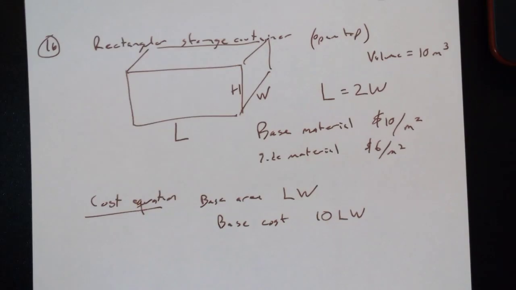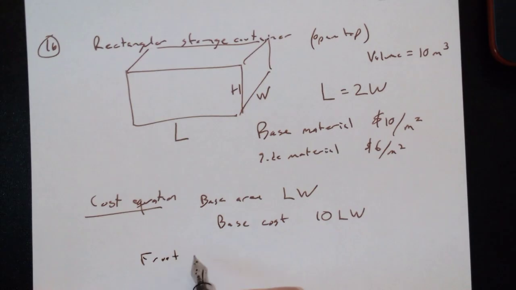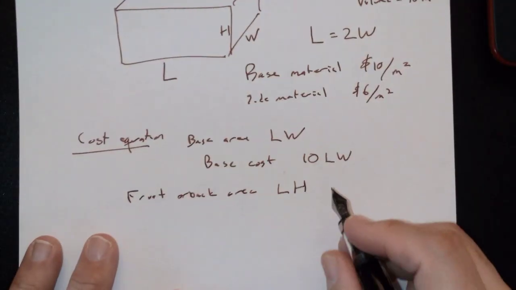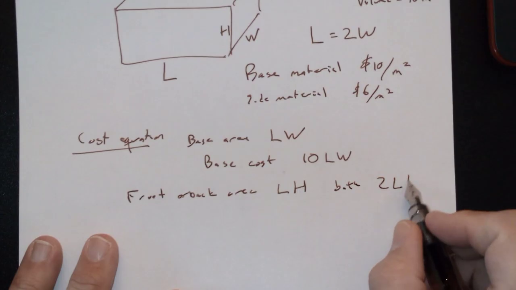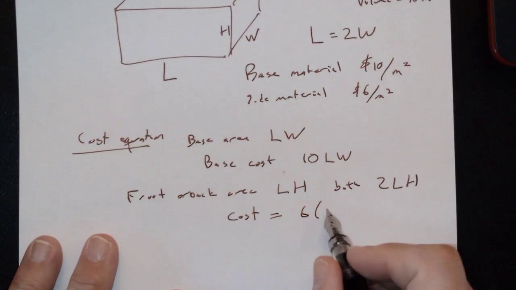But now if I want to do a side, which side do you want to do, Emma? Pick one. Front, back, left, right. Front and back. Front and back should be the same size, right? And the size of this rectangle is length times height. Front or back area is length times height. There are two of those, the front and the back. I want them both. But then the cost is going to be 6 times that.